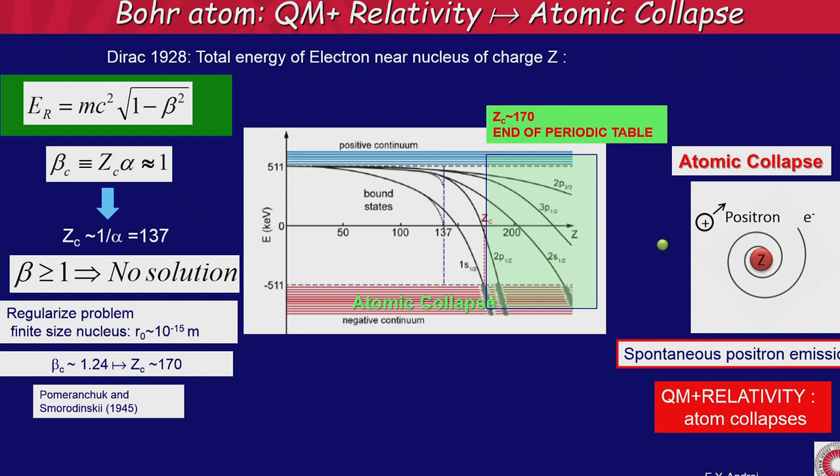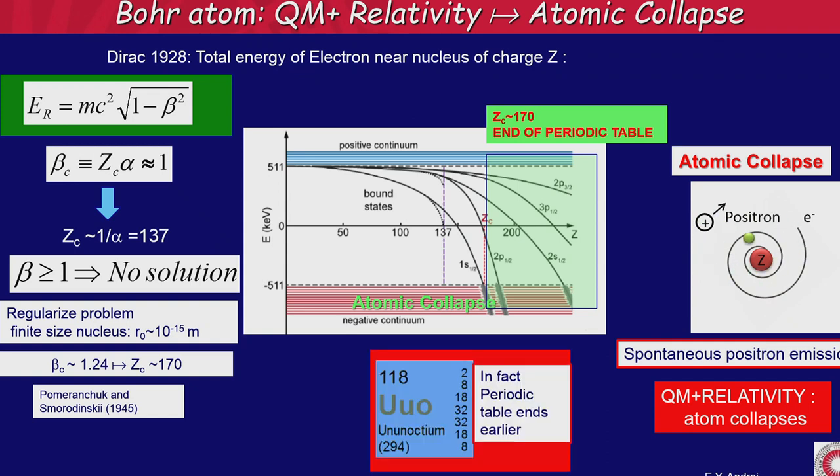Okay, so what's very interesting to see, if you add relativity to quantum mechanics, the atom again collapses at a critical charge. And I don't know if you know that, but this is the last element in our periodic table. It's called Ununoctium, 118. I think it now has an actual name. I don't know what it is.